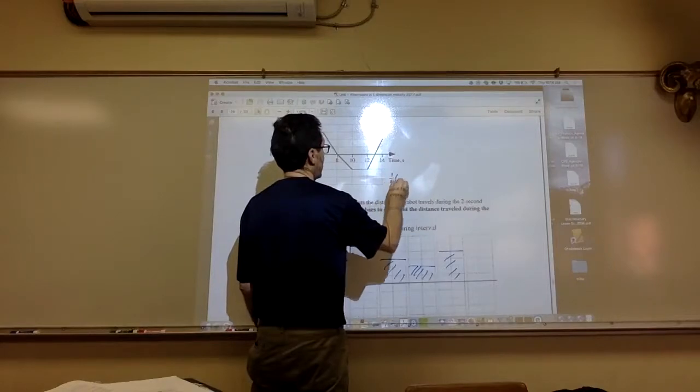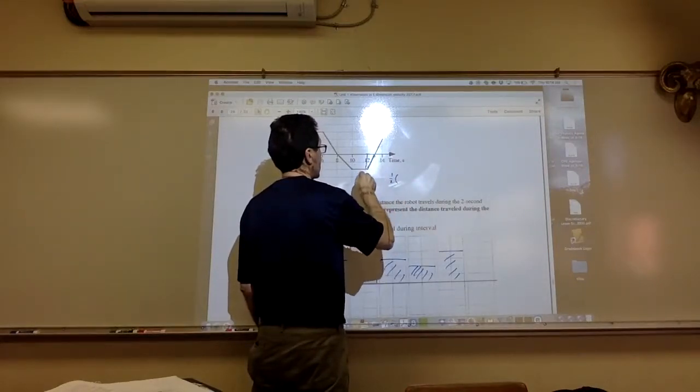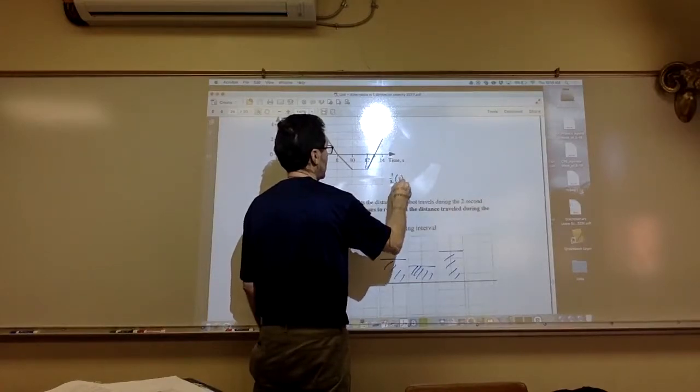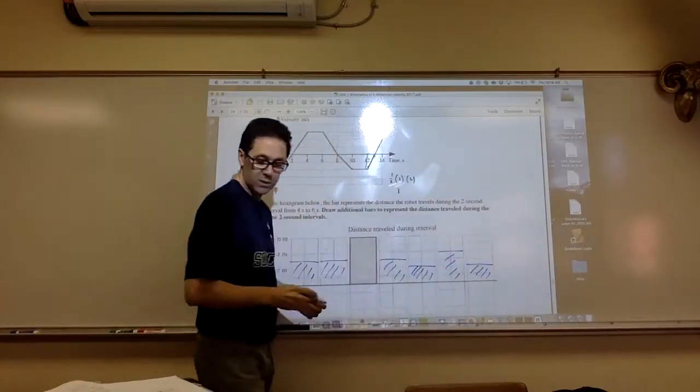So it's 1/2 the base, which is, I'm looking at this little triangle here, basically, which is 1 times the height, which is 2. So that's a 1. And then you have another 1 on top of it there. So that should be 2 bars in there.